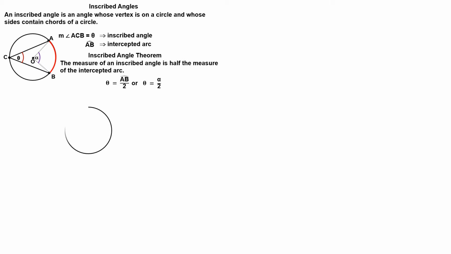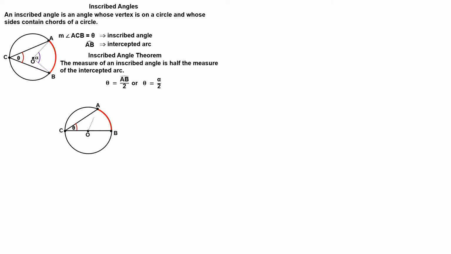Now we must prove this theorem. To prove it, we must consider three separate cases. In the first case, the center of the circle is on a side of the inscribed angle. In other words, the diameter lies along one ray of the inscribed angle.